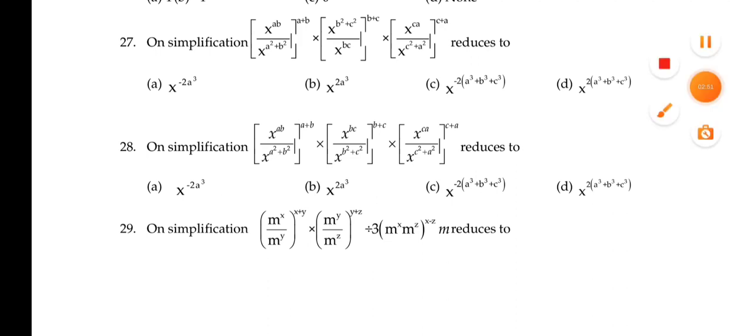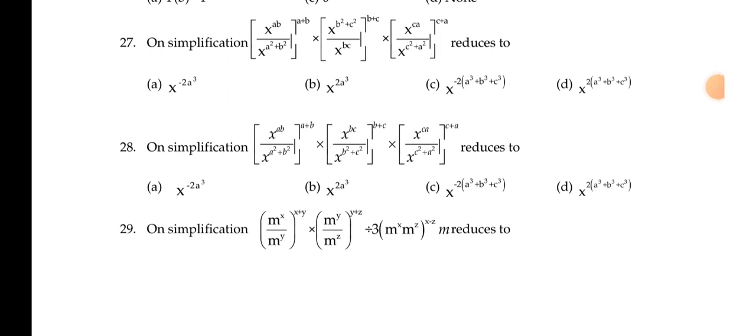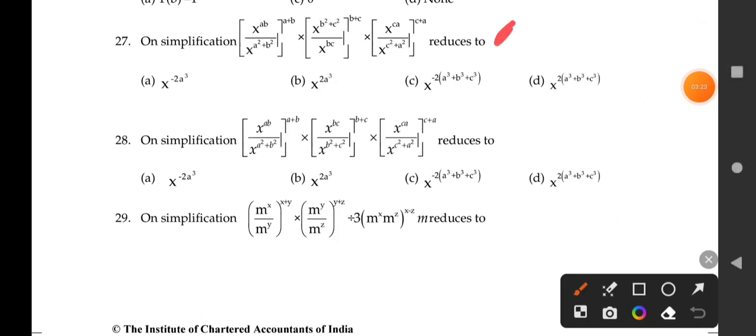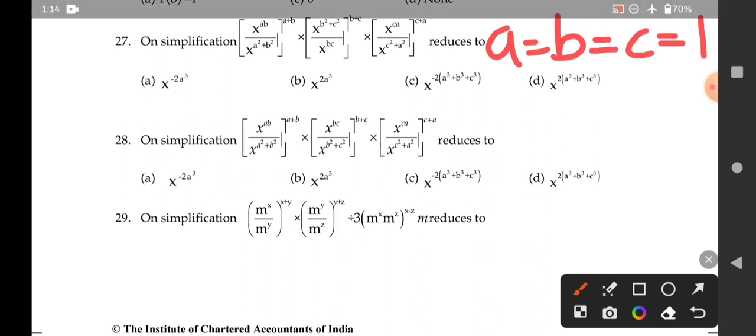Okay, next question, question 27. Again, this is a very simple question. We have variables in the options. We can solve this by simplifying the equations, or we can substitute some numbers. So let us try to solve with the substitution method. Suppose we assume a equals b equals c equals 1.